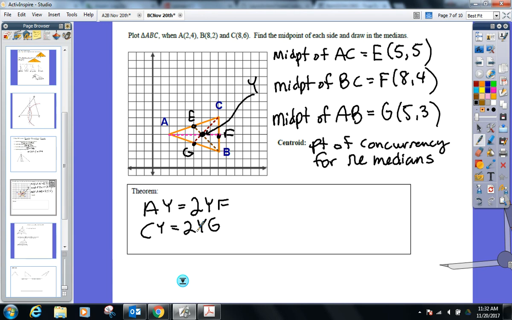So what do you know about those two segments now on EB? BY is equal to what? 2 times EY, or YE. Yep. Try to remember, the bigger part is always the part from the vertex to the centroid. That's always the bigger part. All right, let's put it to use now.